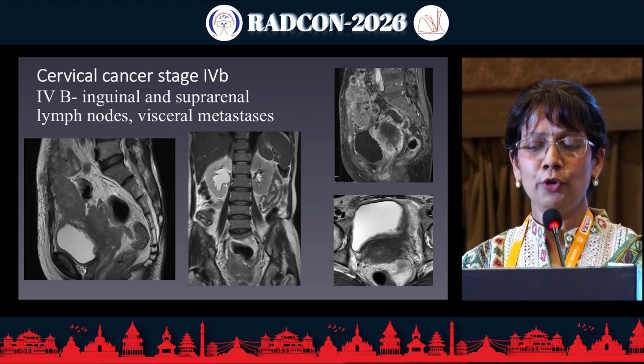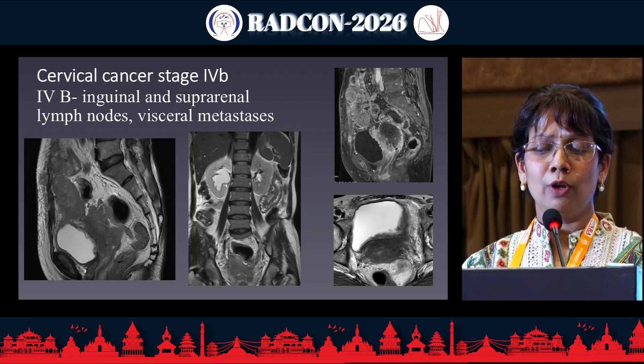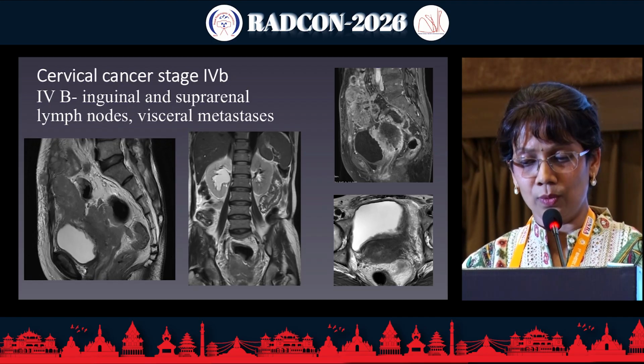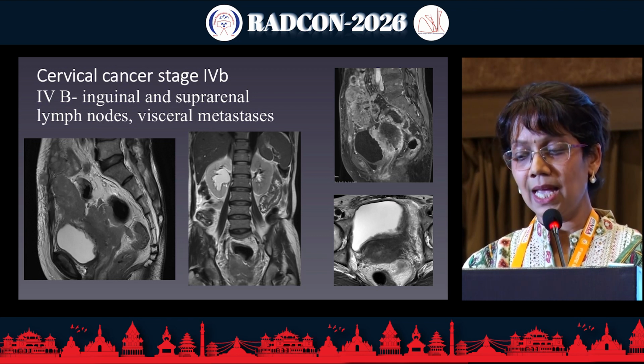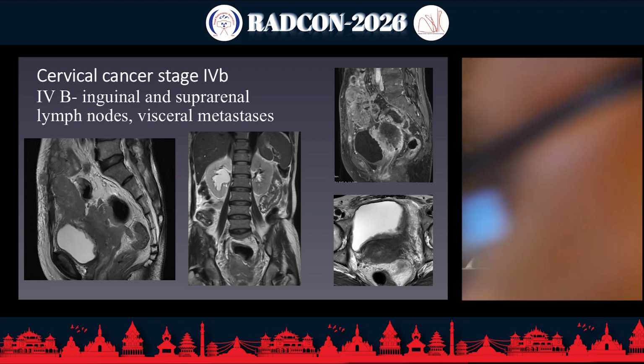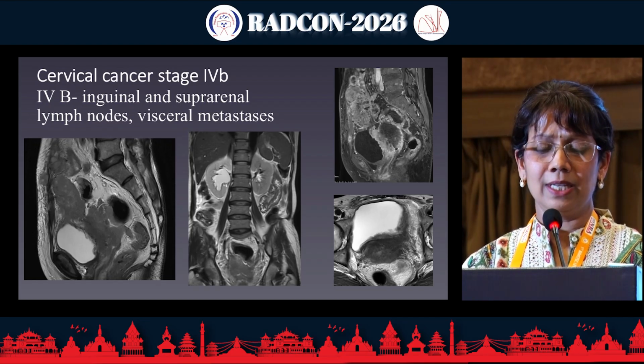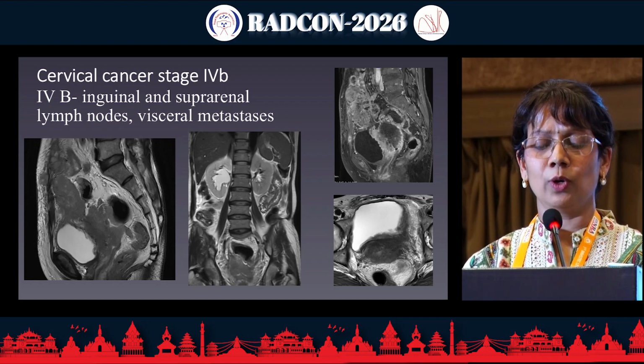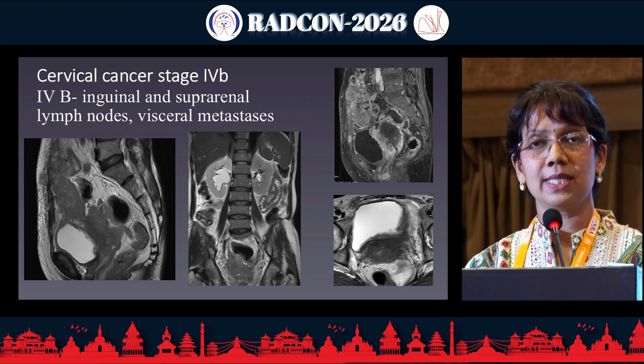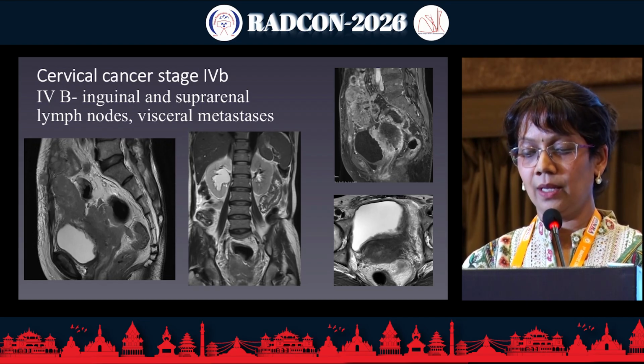Stage 4B is beyond, involving the inguinal or suprarenal lymph nodes or visceral metastasis. As in this case, there is a big mass which is replacing the uterus and the cervix, and there is a discrete mass seen separately involving the abdominal wall. So this is a stage 4B disease.